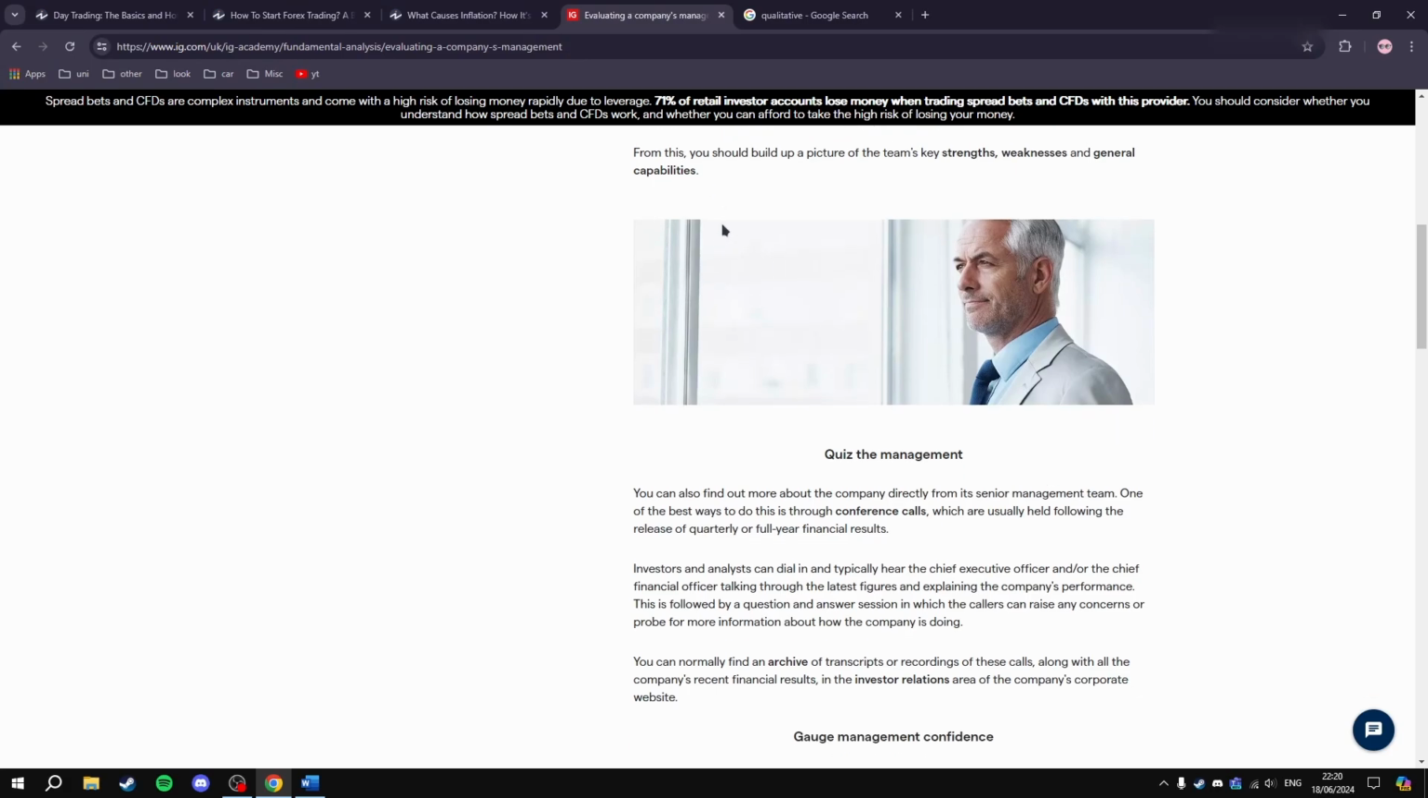From this, you should build up a picture of the team's key strengths, weaknesses, and general capabilities.